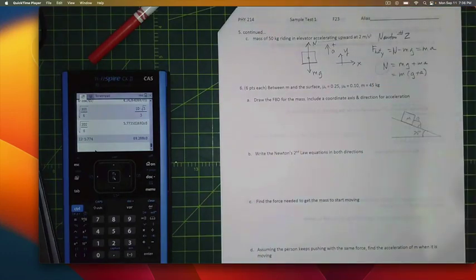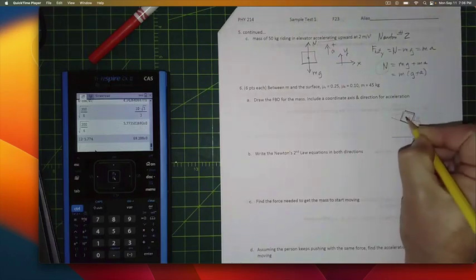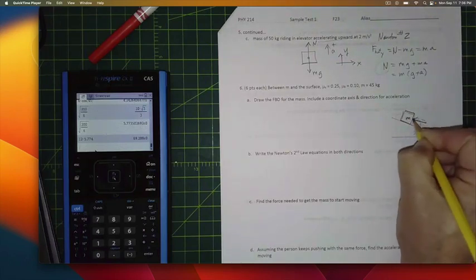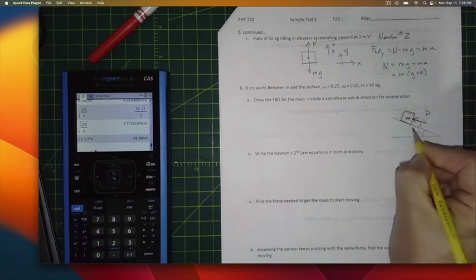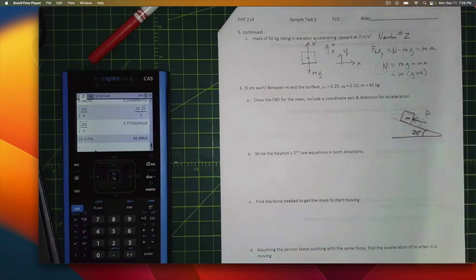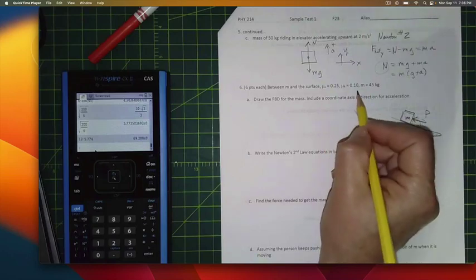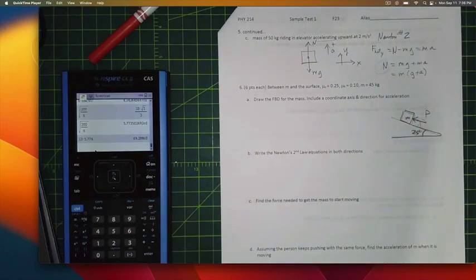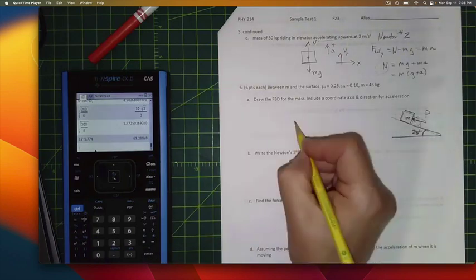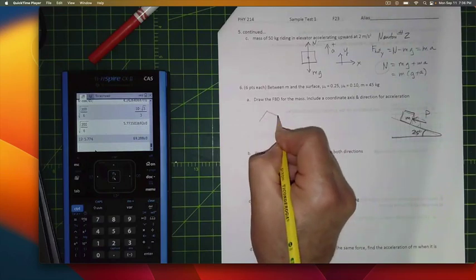All right, let's look at number 6. So we've got a mass and a person pushing up. Let's just call it P, a push, something like that. Up on it, we've got 25 degrees in here. Okay, we've got coefficients of friction, μs and μk, so we're going to be thinking about friction. We've got a mass given. And so it says draw the free body diagram, include coordinate axis and direction for acceleration. It'd be good to maybe break it into components while we're here too.